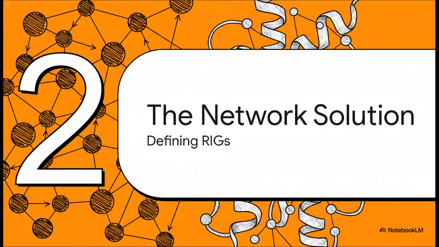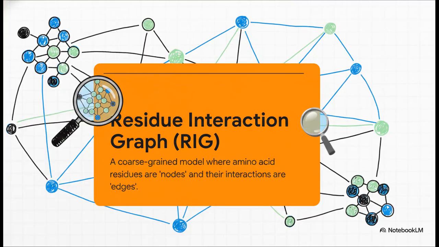Well, the kind of network we're talking about has a specific name, and this is a big one you'll want to remember. Residue interaction graphs, or RIGs for short. The best way to think about a RIG? It's literally a social network, but for a protein. Seriously, we stop worrying about every single atom. Instead, we focus on the main players, the amino acid residues. In our network, each residue becomes a person, or a node. And if two of those residues are interacting, we just draw a line between them, an edge.